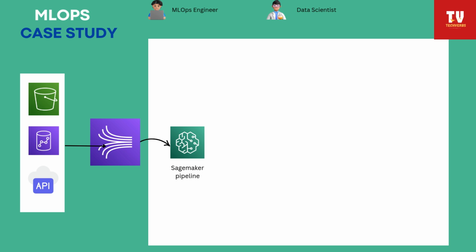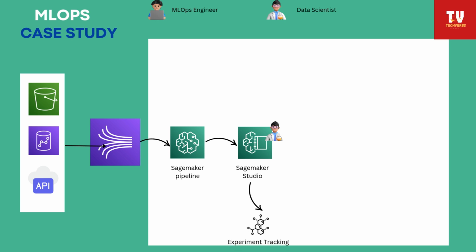for model training. Once data is in the pipeline, data scientists move into SageMaker Studio, an integrated development environment where they can build, experiment, and tune models using frameworks like TensorFlow, PyTorch, and scikit-learn. Here, they also manage experiments, tracking hyperparameters and metrics to optimize model performance.